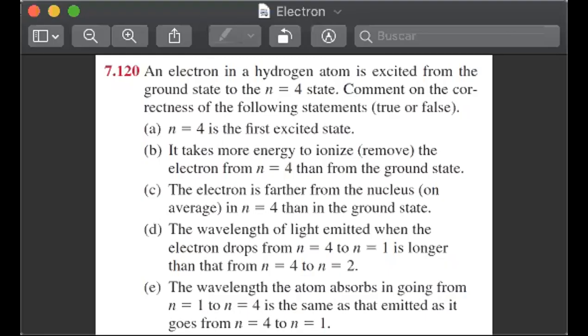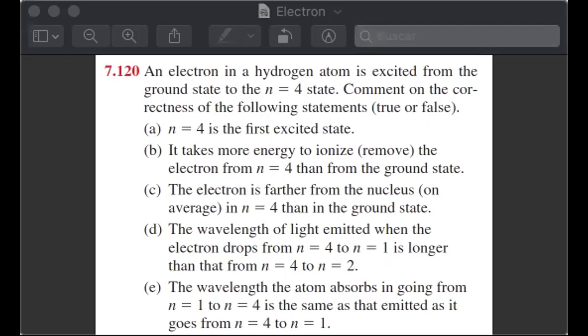It's false. The wavelength of light emitted when the electron drops from n equal 4 to n equal 1 is longer? No, it's false. And question E: the wavelength the atom absorbs in going from n equal 1 to n equal 4 is the same as the emitted as it goes from n equal 4 to n equal 1. Yes, that is true.